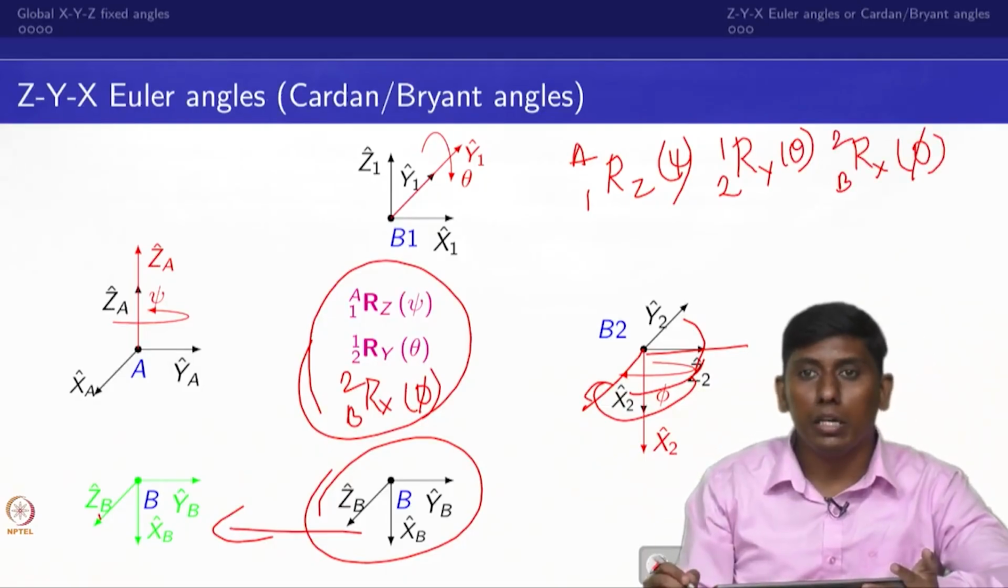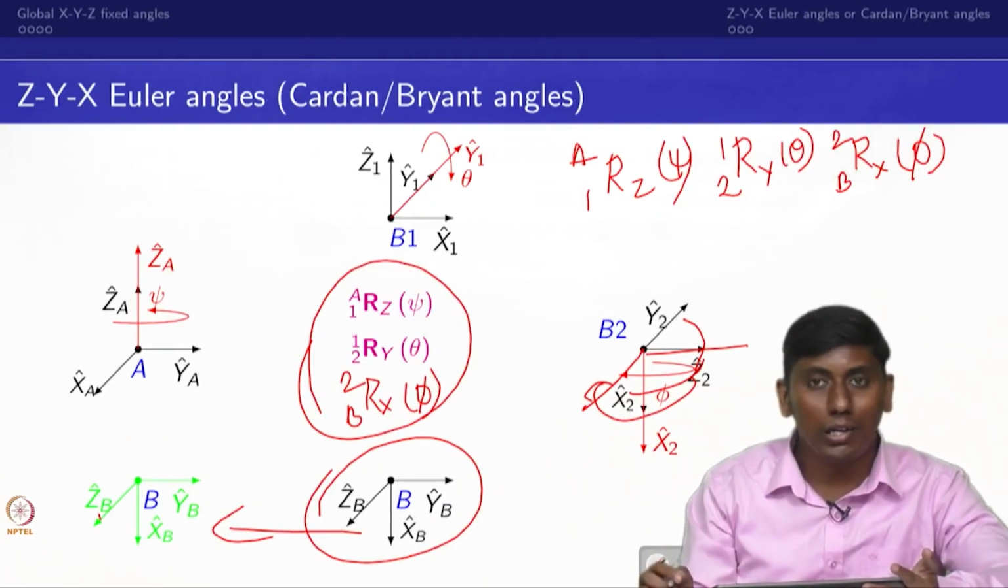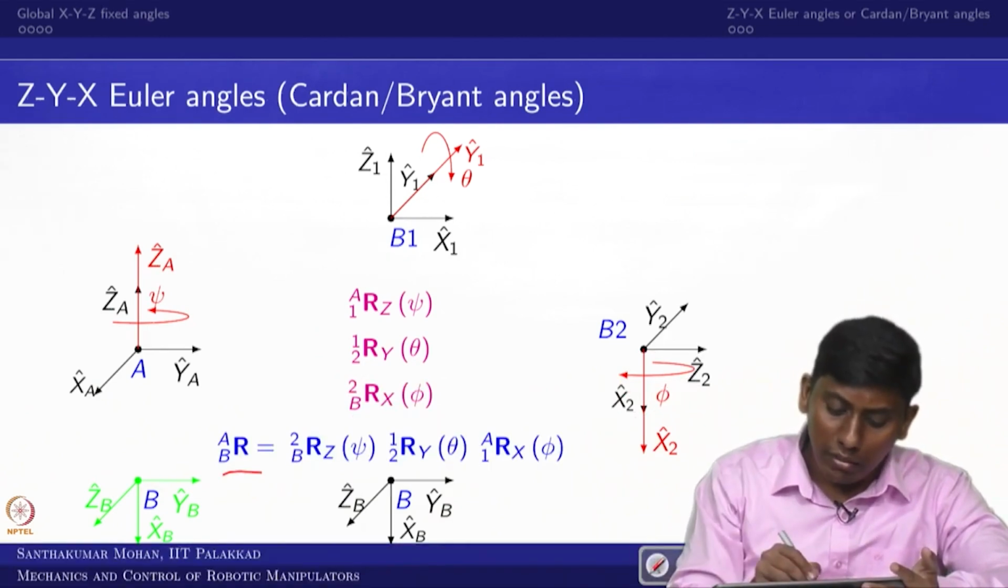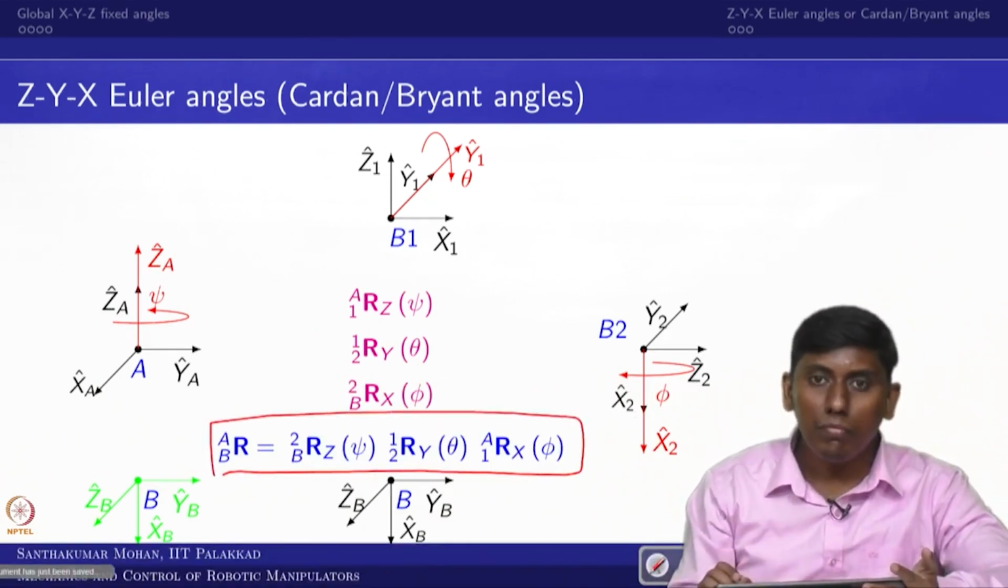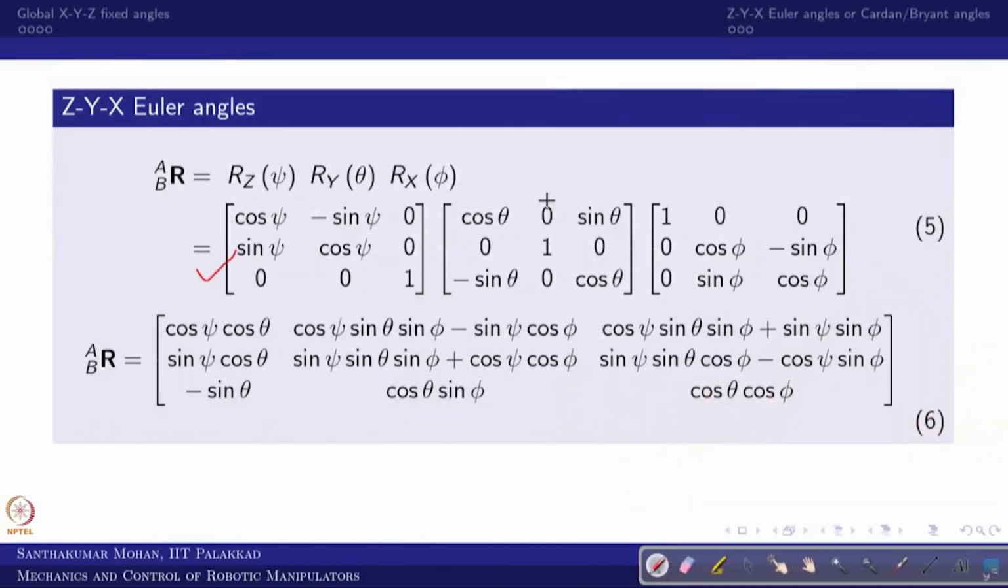So this is what you can call the z-y-x Euler angle, which we simply call the Cardan or Bryant angle. Okay. So now you can see what you obtained. This is the final matrix. Now this matrix, again, you can substitute the individual rotation matrices and multiply them. So what you will get is this bigger matrix.